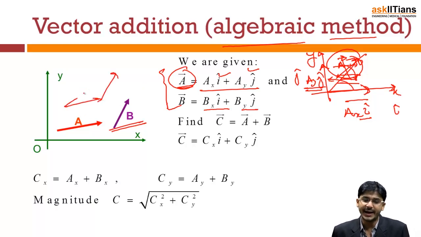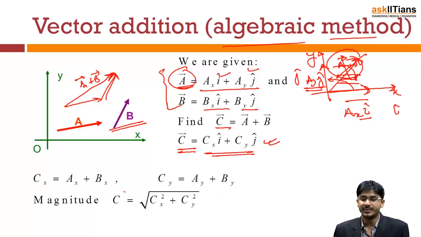Now suppose you have to add these two vectors. What will happen in the diagram? This will be A, this will be B, and the resultant will be this, A plus B. We have completed this triangle. This was going like this, so this is the direction. Now what will be the magnitude?